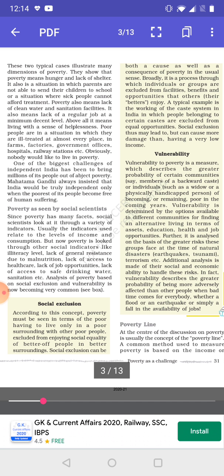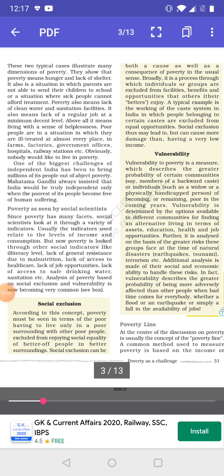An example is the caste system in India, in which people belonging to certain sections of society are excluded from equal opportunities. Social exclusion thus leads to one or more damages, and along with poverty it could bring a lot of problems for those poor people.